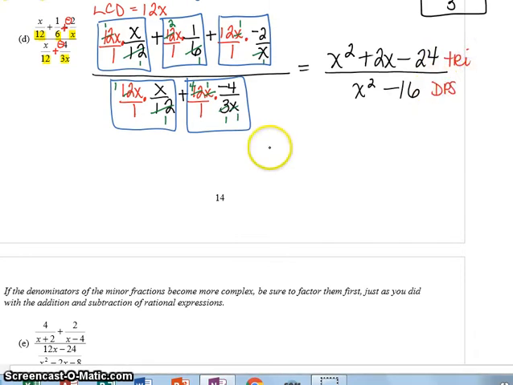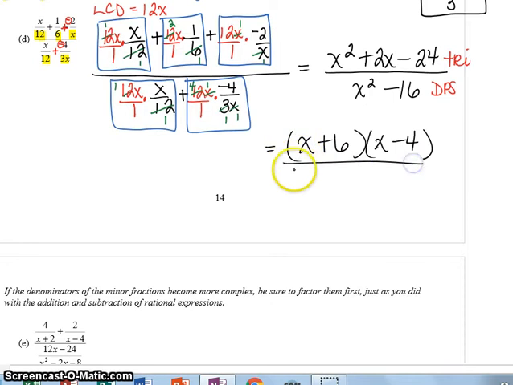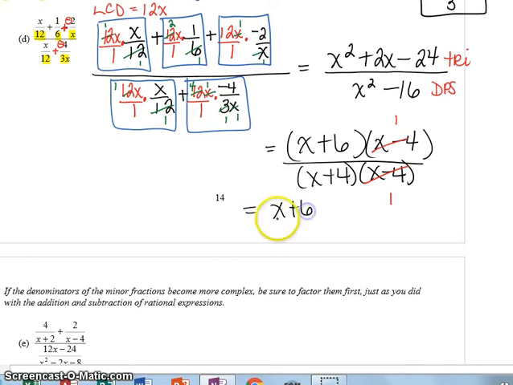Okay, so I do have to factor those. So the top trinomial, you're saying what multiplies to a -24 but adds to a +2. It's going to be x plus 6 times x minus 4. Okay, the bottom is the difference of a perfect square, so I'm going to get x plus 4 times x minus 4. So my matching marriages are the x minus 4s, leaving behind 1. So my answer is going to be x plus 6 all over x plus 4.